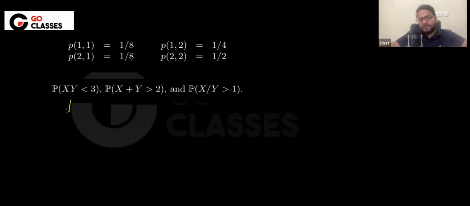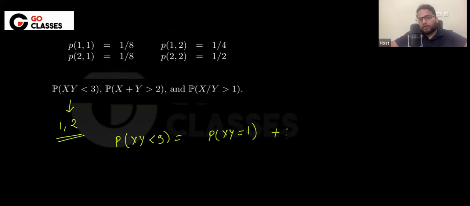Less than 3 means either it could be 1 or it could be 2, because given the values, it cannot be anything else, right? So the probability of xy less than 3 means we are saying probability of xy equal to 1, or probability of xy equal to 2. So when is the possibility that the product is 1? Then both are 1, right? Whenever both are 1, x equal to 1 and probability of y equal to 1.